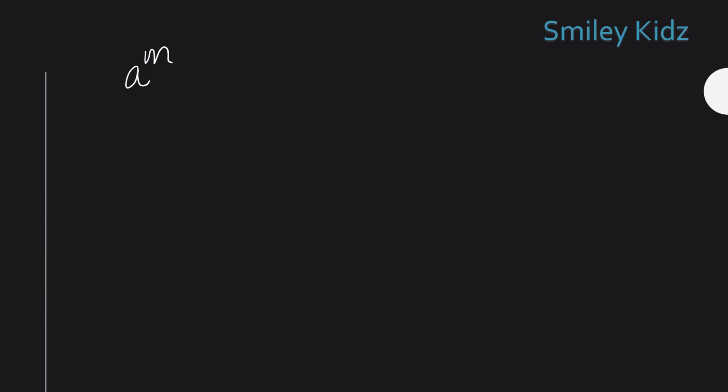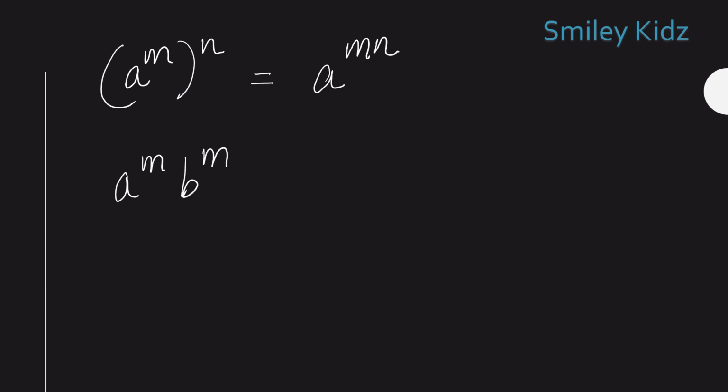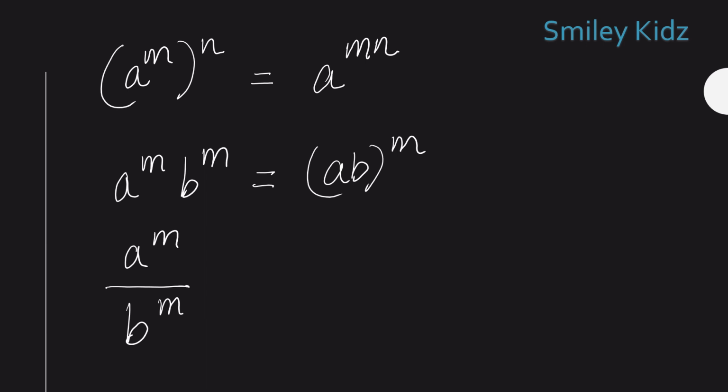a raised to the power m raised to the power n is equal to a raised to the power mn. a raised to the power m times b raised to the power m is equal to ab raised to the power m. a raised to the power m divided by b raised to the power m is equal to a by b raised to the power m.